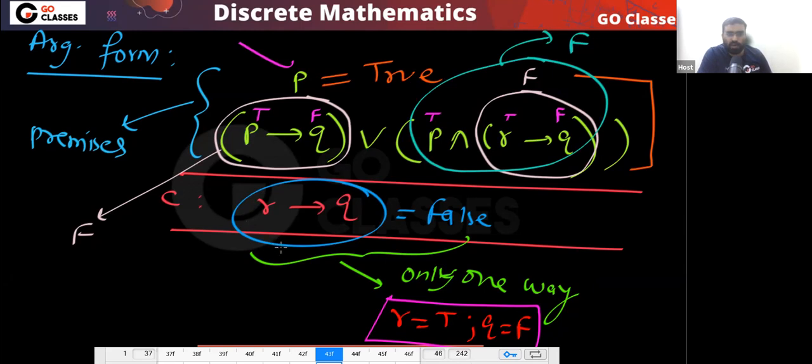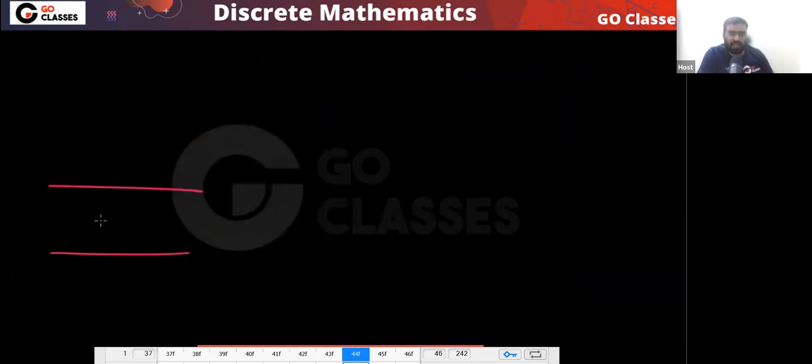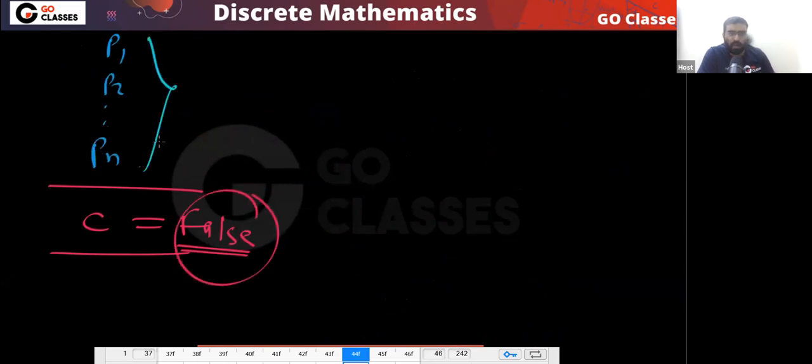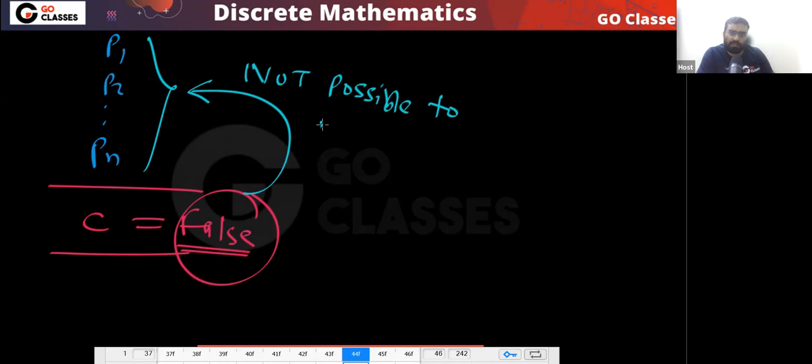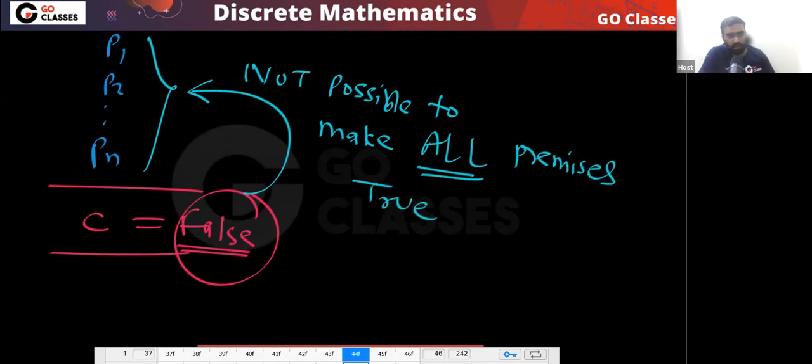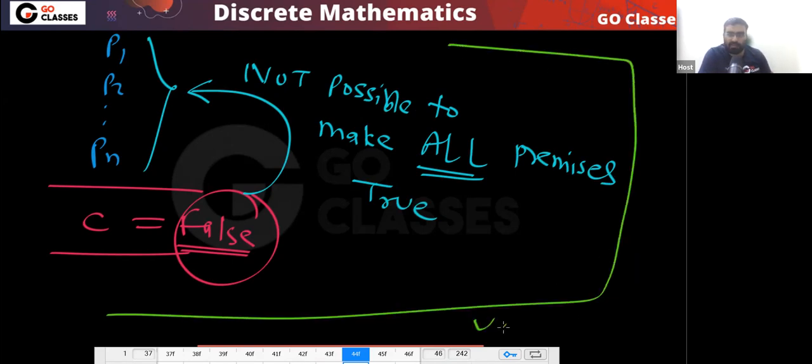Yes or no? We cannot make all the premises true. After making the conclusion false, you cannot make all the premises true. Whatever the premises are, after making it false, it is not possible that all are true. It is not possible to make all premises true. So this means you have a valid argument.